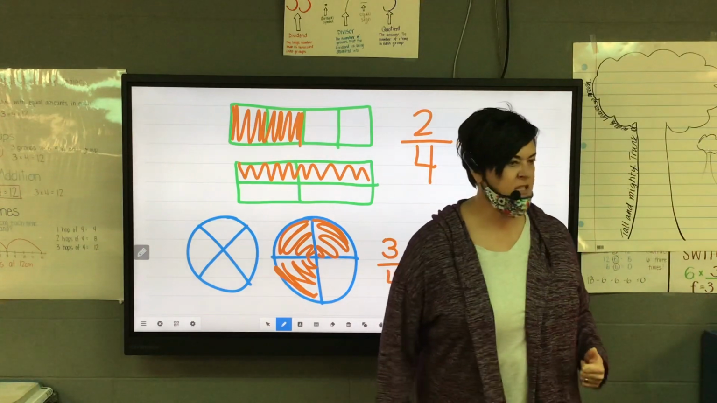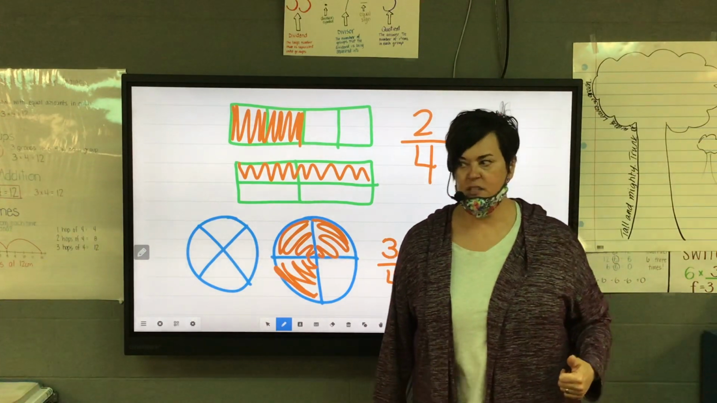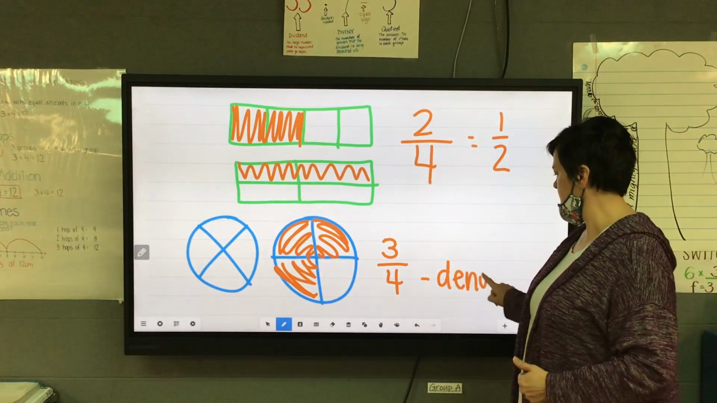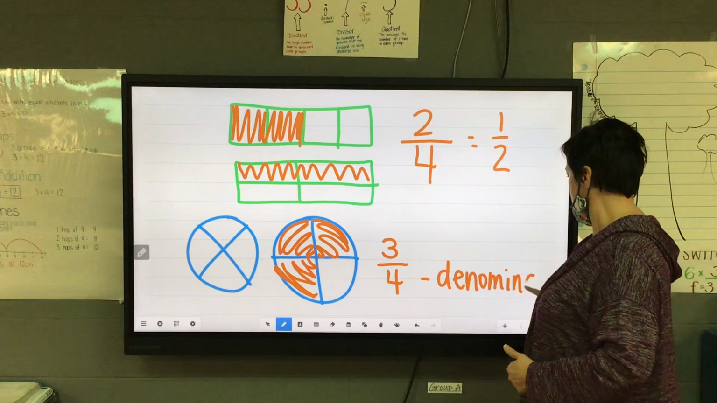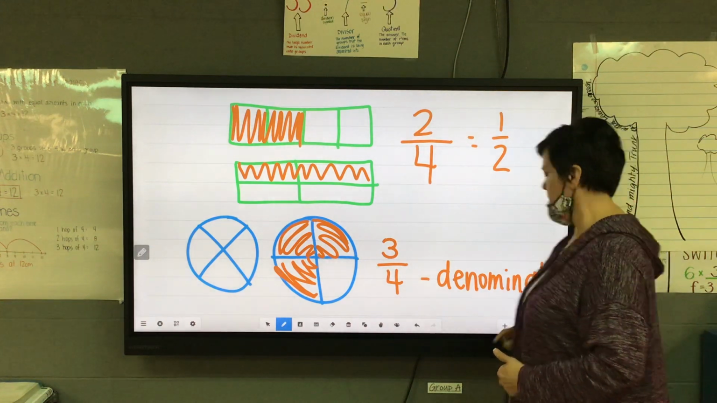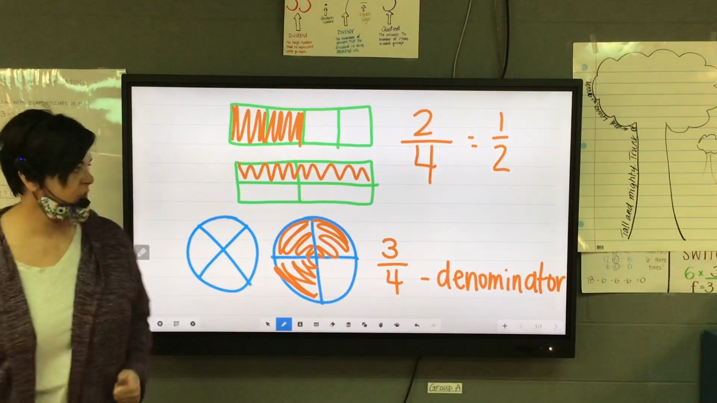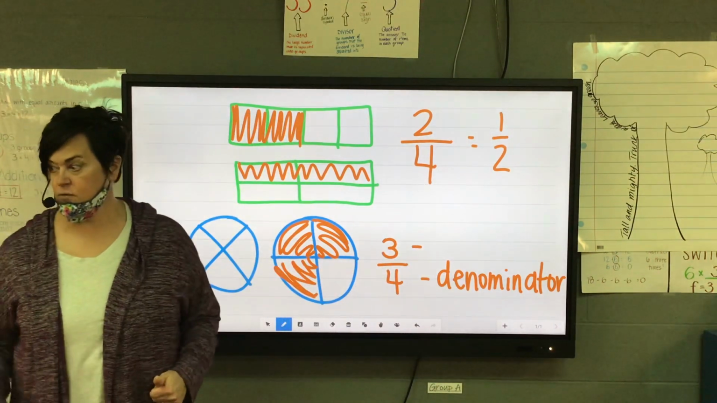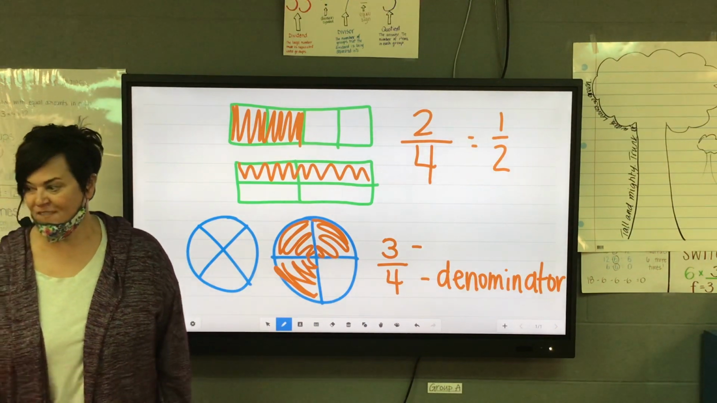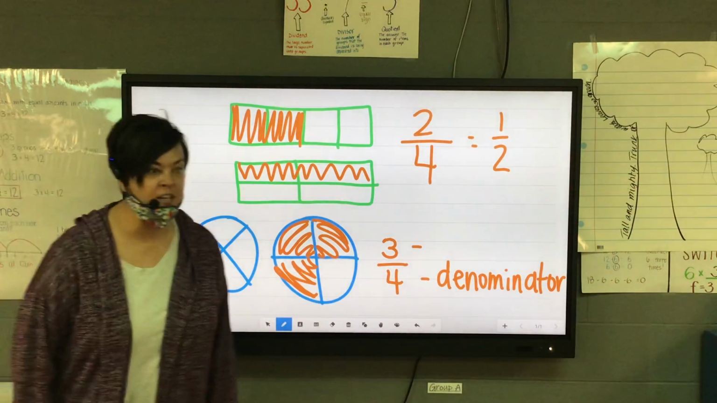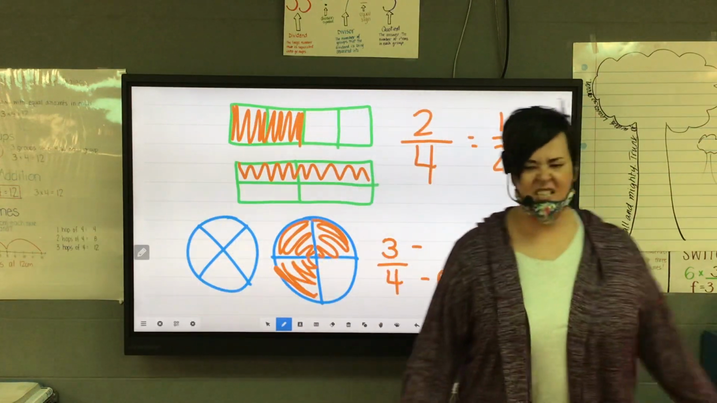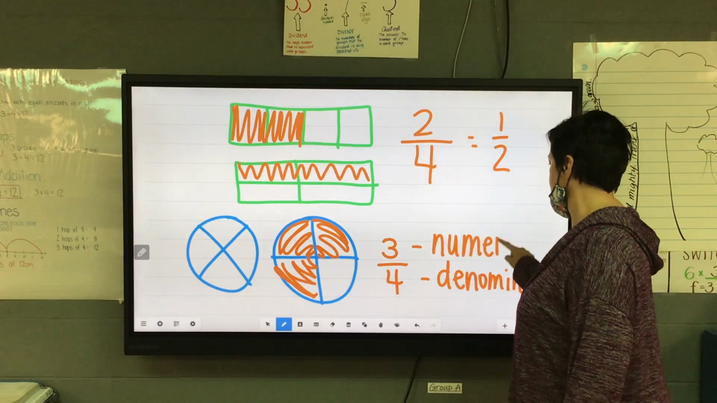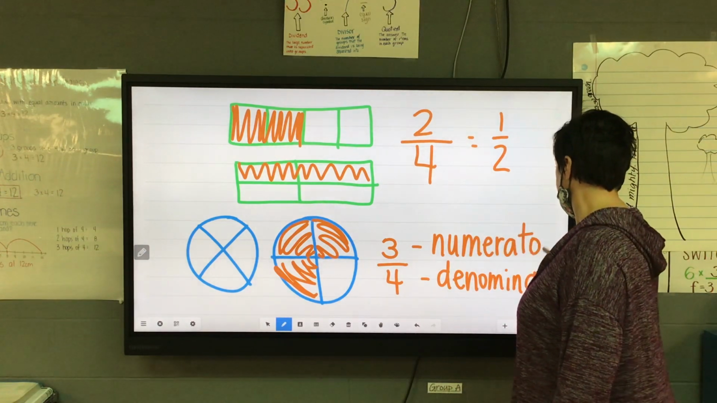Does anybody know what the top number in a fraction is called? This one's the denominator. And it's a long word. I barely left myself enough room to write it. Denominator. This top one is called, you think you know? No. It's a numerator. What is it? Numerator. And that tells us, let me spell this correctly first.